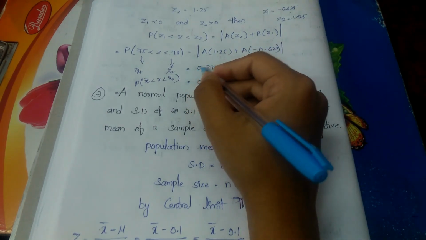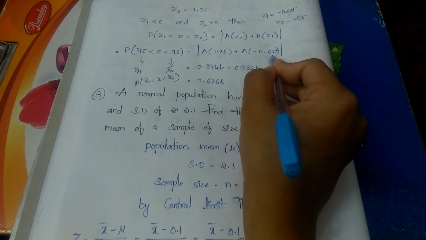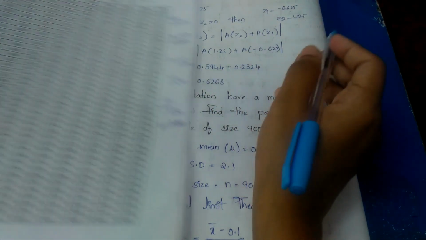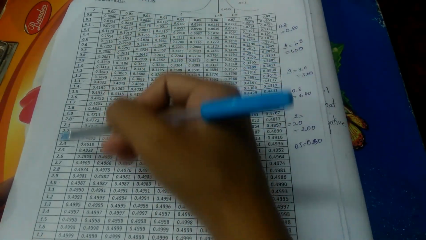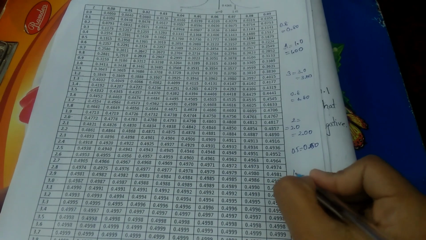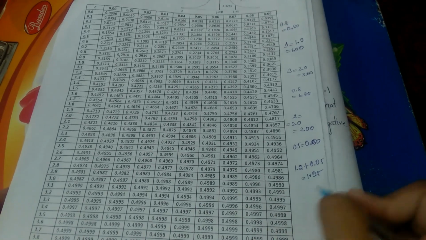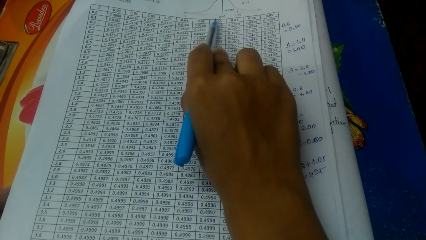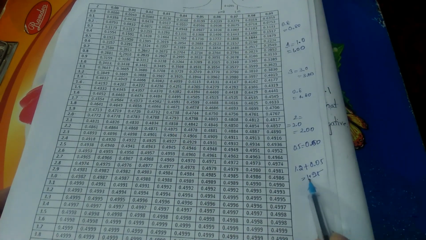Now we have to find out the area when the z score is 1.25 and when the z score is 0.62. So from the table, first take the 1.25. From the first column, these are all the z scores. So search the 1.2. Now 1.2 plus 0.05 gives 1.25. So from the first column search the 1.2 and from the first row search the 0.05.